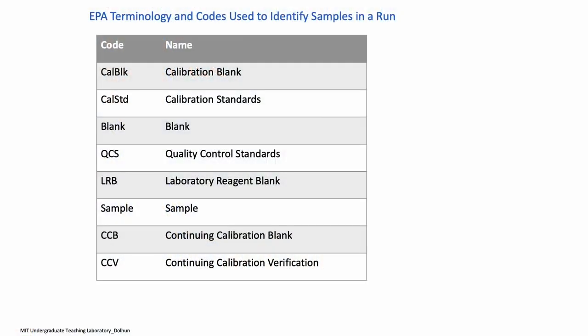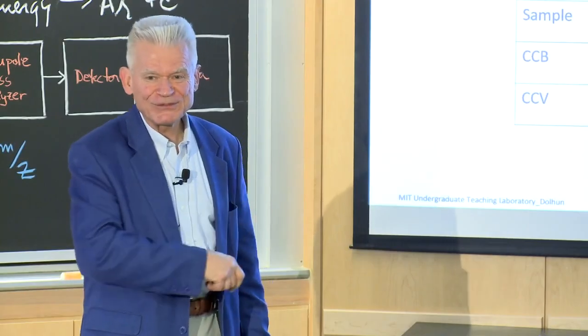Then we're going to run 10 samples, and then we run a CCB, which is a continuing calibration blank. It's another blank just to make sure everything's okay. Then we run a CCV, which is a continuing calibration verification, where we pick one of our calibration standards, usually the midpoint standard, and stick it in there just to make sure things are still okay. Then we'll run another 10 samples, another CCB and a CCV. So that's what those terms mean.